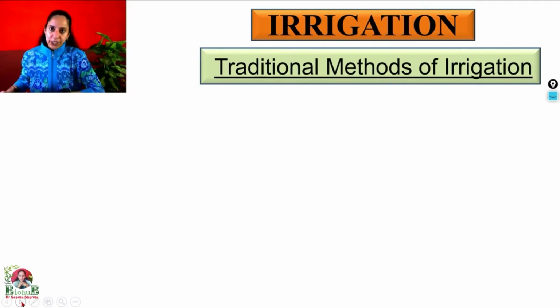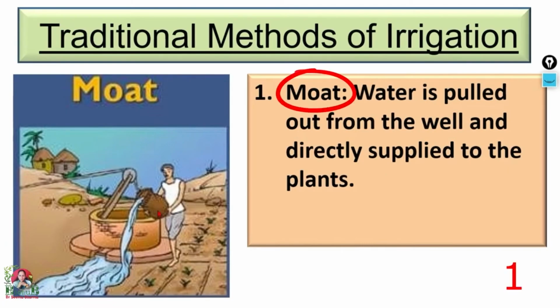Traditional methods of irrigation are used by a small scale farmer on his small piece of land, generally in villages. First option is mode. In this method, water is pulled out from the well and directly supplied to the plants. So this farmer is literally pulling out the water with the help of one container from the well, and then supplying this water to the fields. So this arrangement of irrigation is mode.